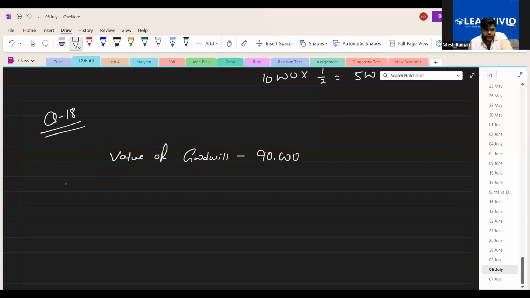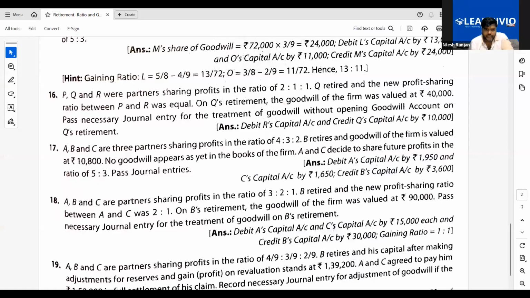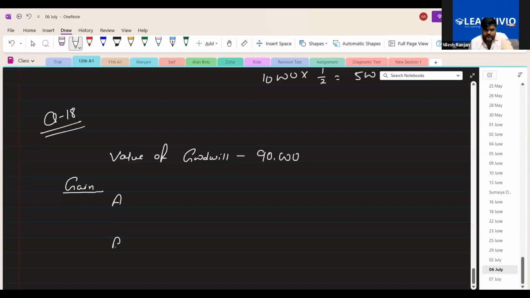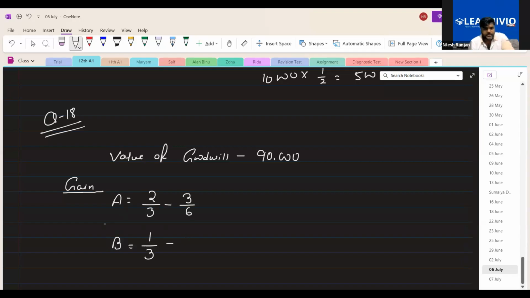The profit sharing ratio, we have to calculate the gain. So gain of A, and who is the retiring partner? B retired. So the new ratio is 2/3 minus 3/6. Sorry, it is C: 1/3 minus 1/6.